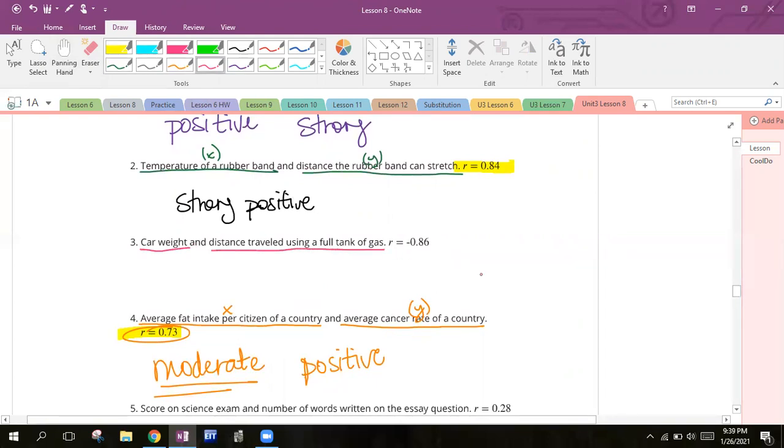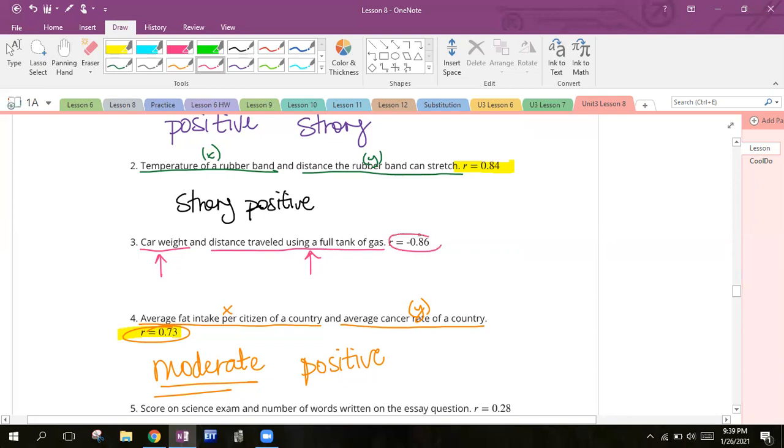Next, we have the car weight and the distance traveled using a full tank of gas. Does the weight of the car affect the distance traveled using a full tank of gas? Well, think about how cars work. If the cars are heavier, then the further that you travel is also increasing.